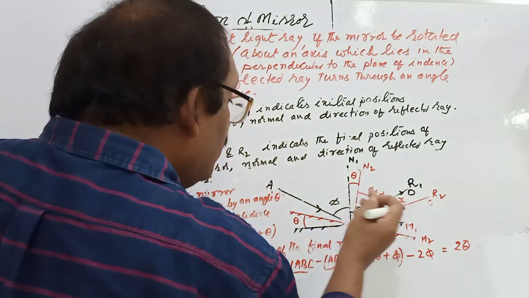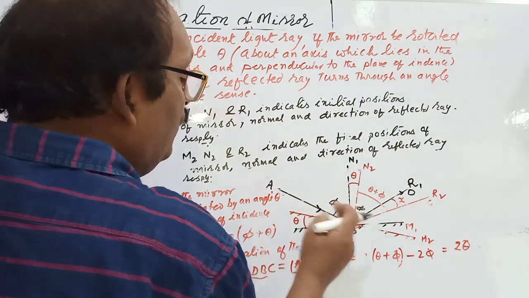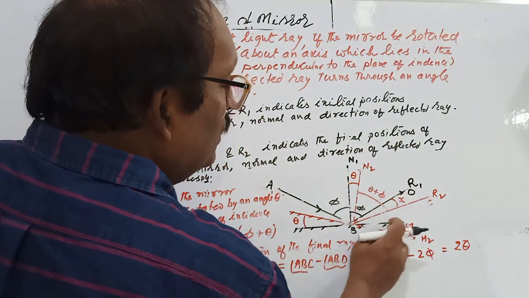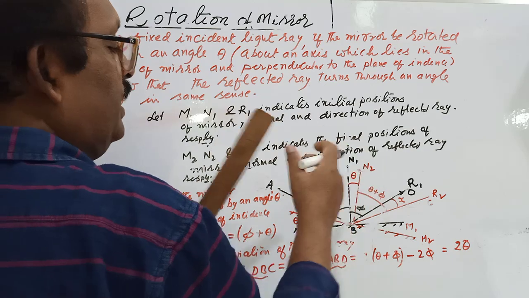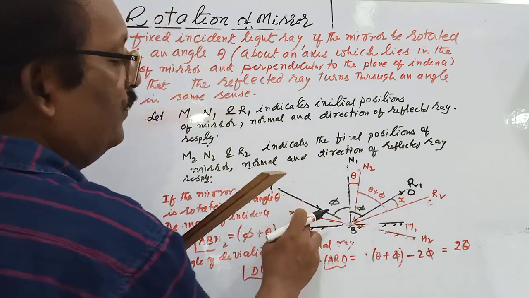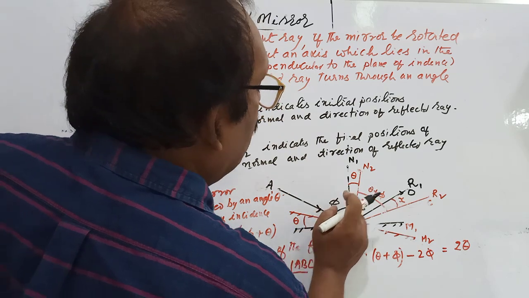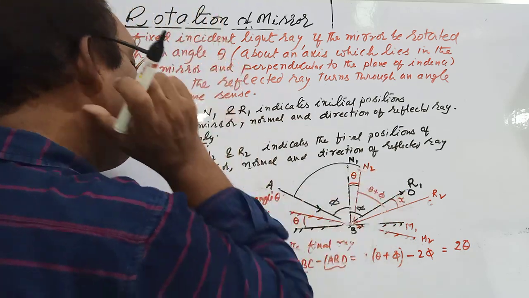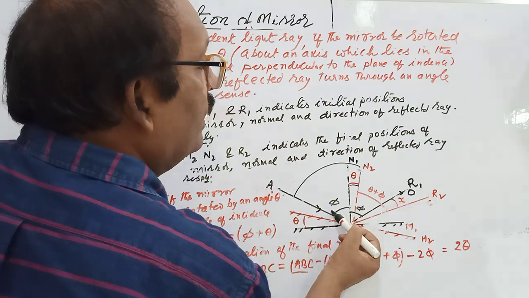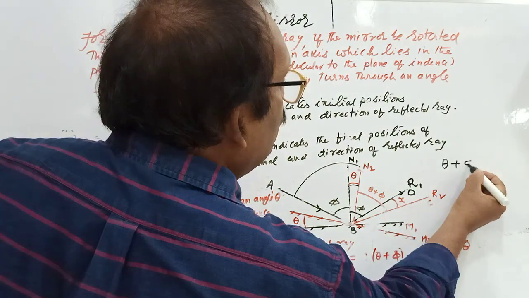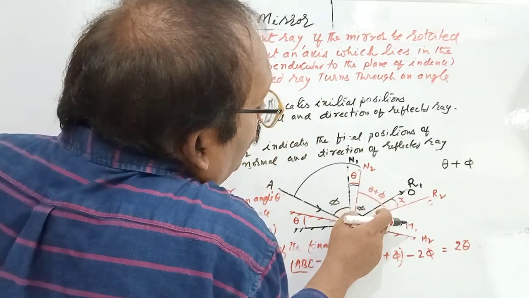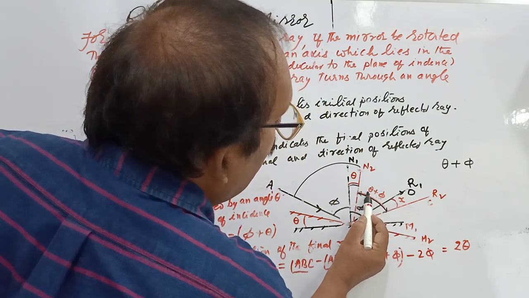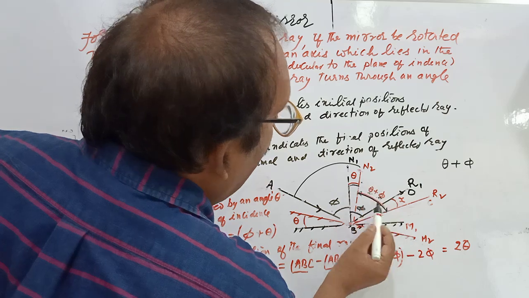These are the positions after the mirror is rotated by an angle of theta. But before that, this would be the direction of the incident light ray, this would be the direction of the reflecting light ray, and the plane mirror is M1 whose normal is N1. It is just rotated now like this. As it is rotated by an angle theta, the normal also gets rotated by an angle theta. So what is the new angle of incidence? That is theta plus phi. The new angle of reflection is also theta plus phi. This is the normal position, this is the direction of the reflecting light ray, and this angle is theta plus phi.